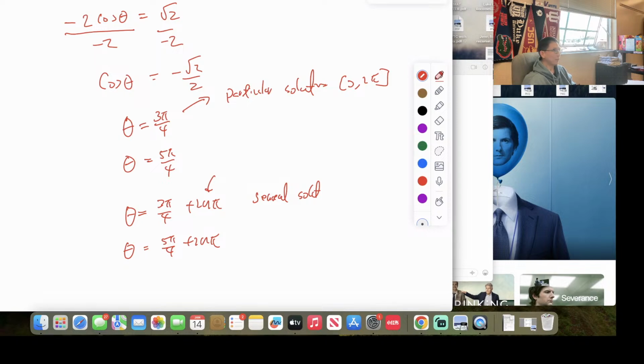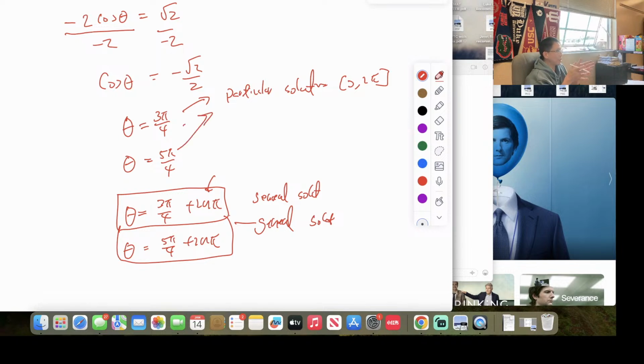So what happens if you add 2 pi? You're going back to the same location. Does that make sense? If you're adding 2 pi, it's just adding a circle, so you go back to the same location. So these are called general solutions. This is a particular solution. A particular solution is within a range. A general solution is the solution overall. You guys understand?